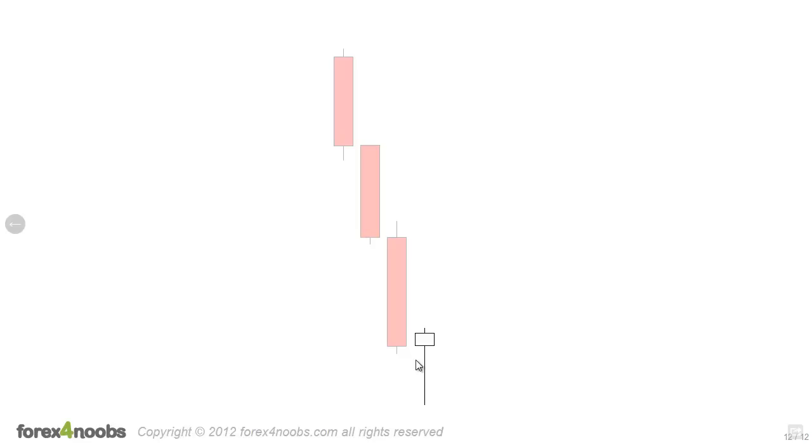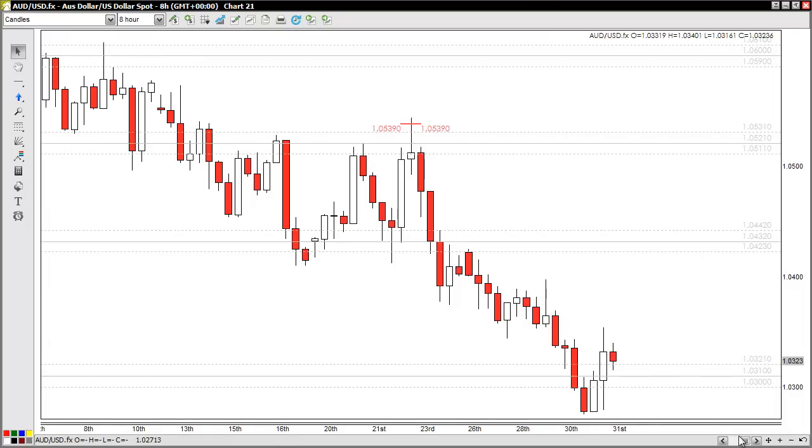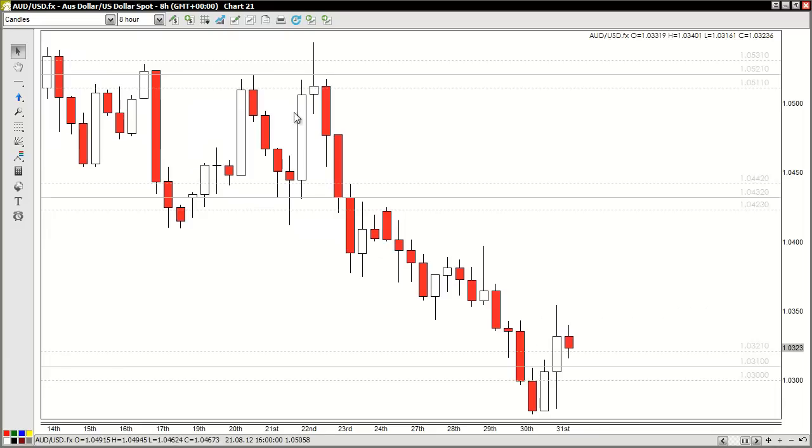So we're going to start with an 8-hour AUD USD chart. I'm going to take a look at a recent trade me and the advanced course members took on this AUD USD 8-hour chart. And this is it. I've marked it out here. So let me remove that line. This is the trade that we took recently.